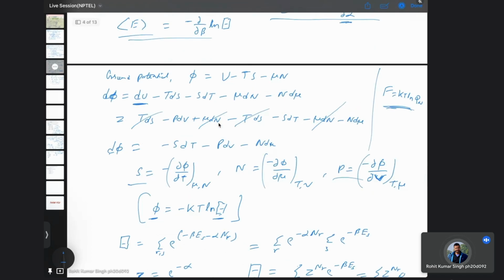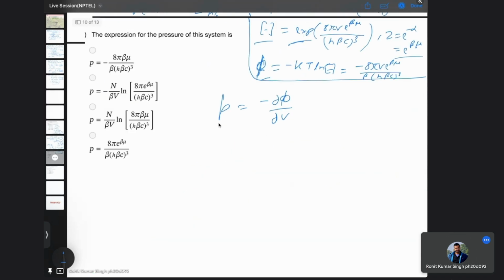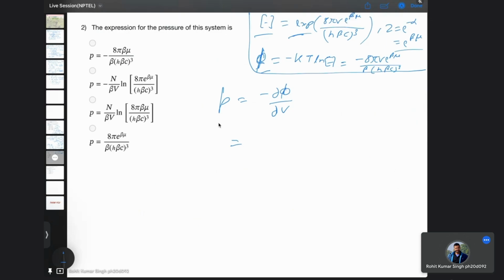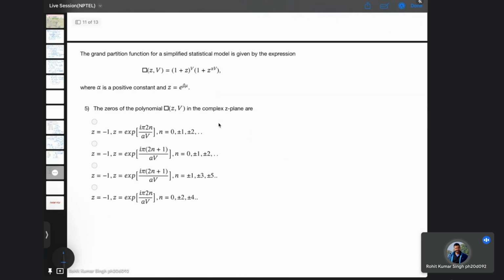So if you take the derivative with respect to volume, you simply remain with 8 pi e to the power beta mu divided by beta h beta c to the power cube. So see how easy it is to calculate the pressure for this kind of system if you have the grand potential function. Okay, so let's now move to the next problem.